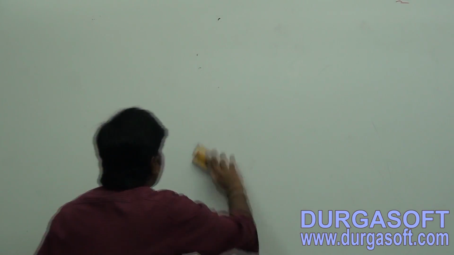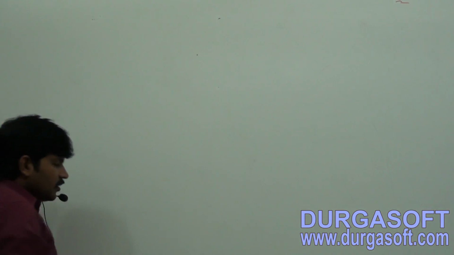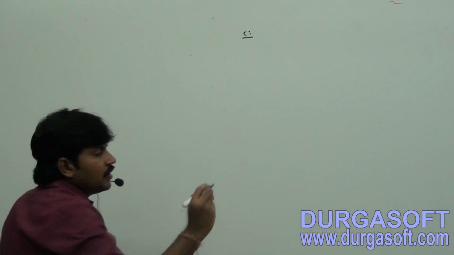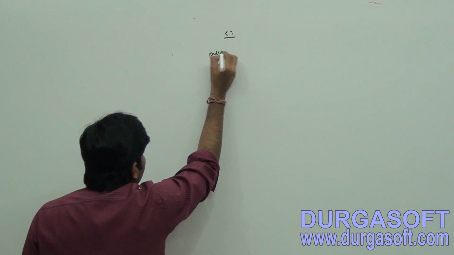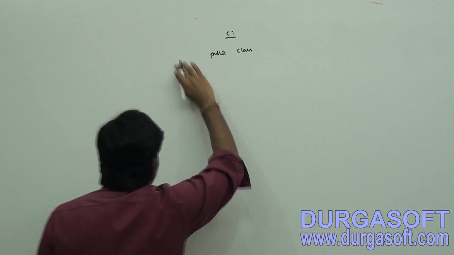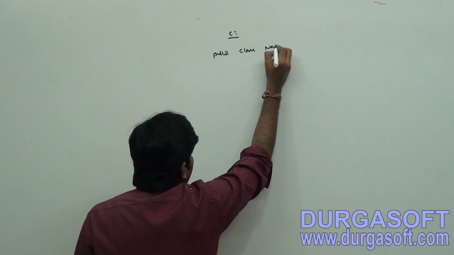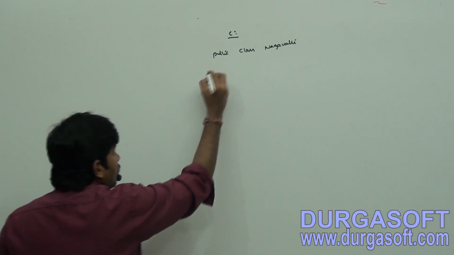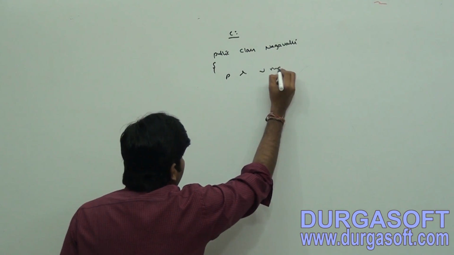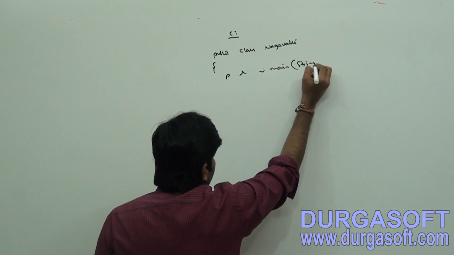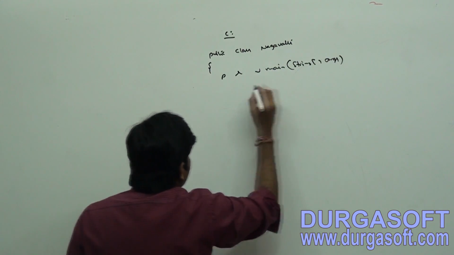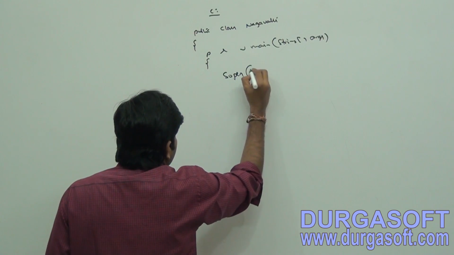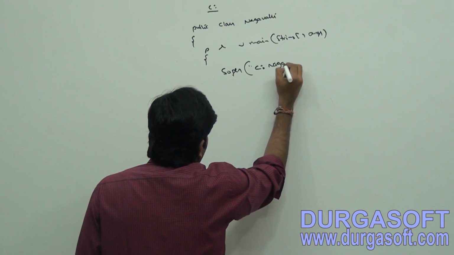Just observe this point well. I have C colon. Here, public class Nagavalli is there, with public static void main(String[] args), and System.out.println printing C colon Nagavalli.